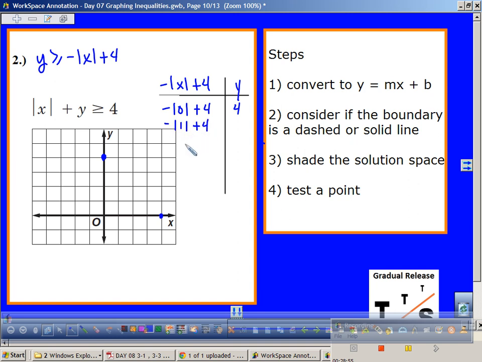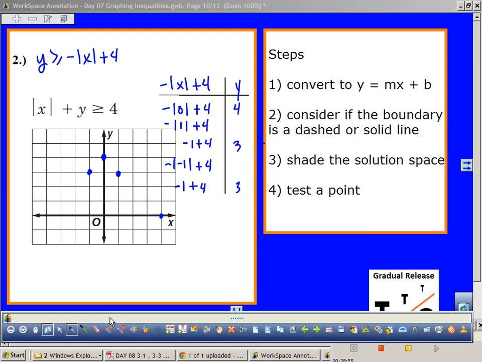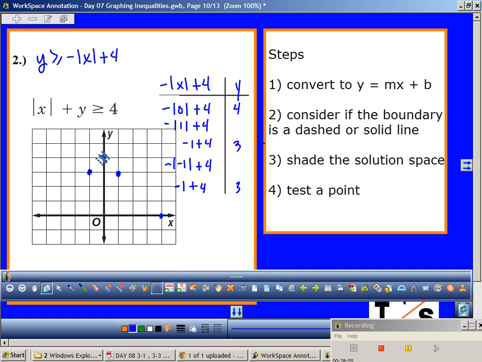If I substitute in 1, I get negative 1 plus 4, which is 3. 1, 1, 2, 3. So because of symmetry, I'm guessing if I substitute in negative 1, I'm going to get the exact same thing. The absolute value of negative 1 is 1, but I have to apply a negative to it. Plus 4 equals positive 3. So now, see how it's going down? Look where my arrows are pointing.